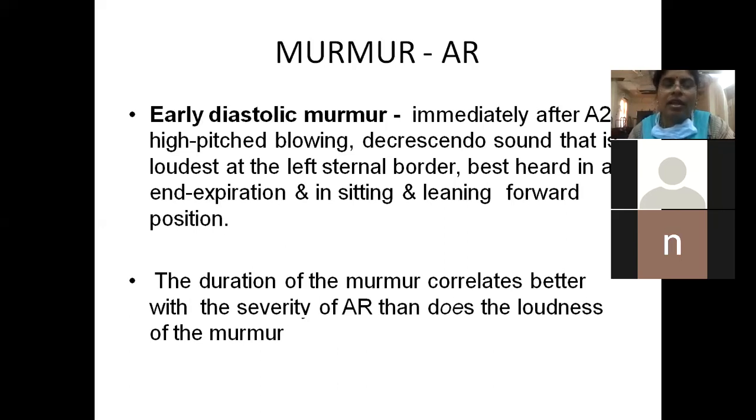Why the left sternal border? If the murmur is better heard at the left sternal border, or left third and fourth spaces, it is probably due to aortic valve leaflet involvement. If the murmur is best heard on the right side, second or third intercostal spaces, it is probably due to aortic root involvement. This is again how to differentiate root from valve. The duration of the murmur correlates with the severity of the disease: as the duration increases, the severity of AR increases. But the loudness doesn't correlate with the severity.